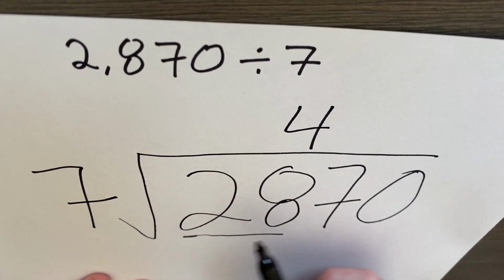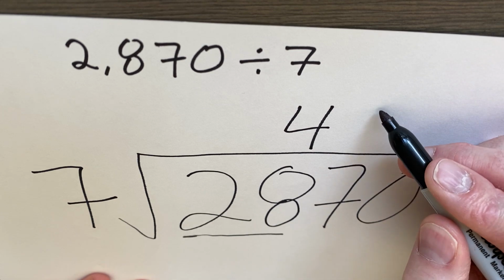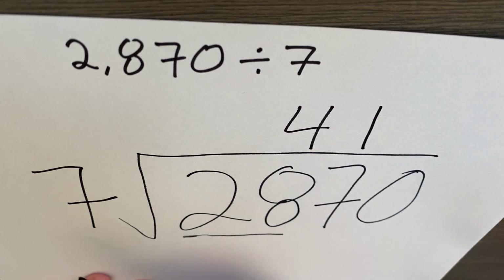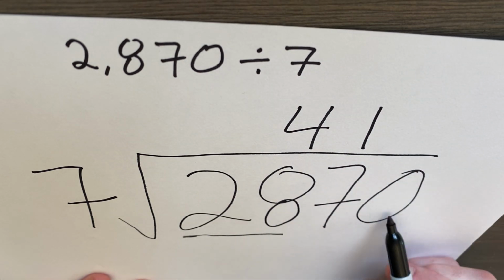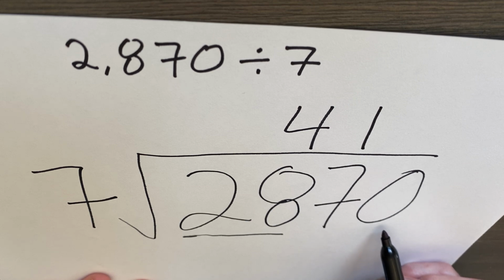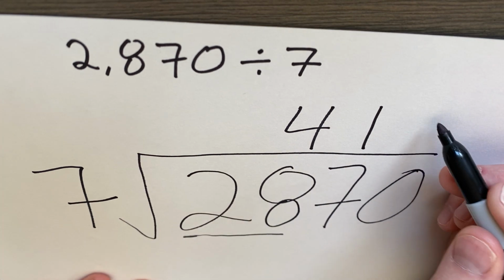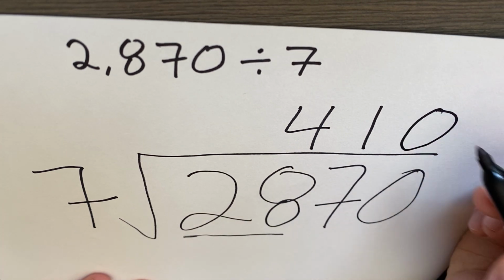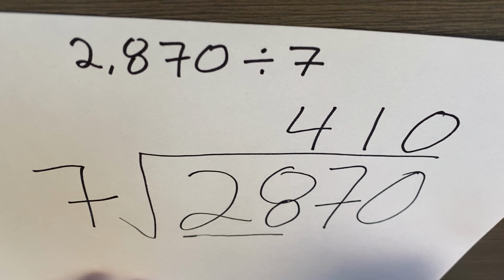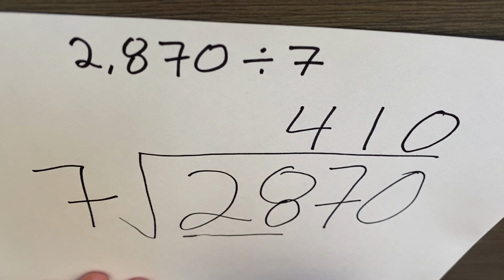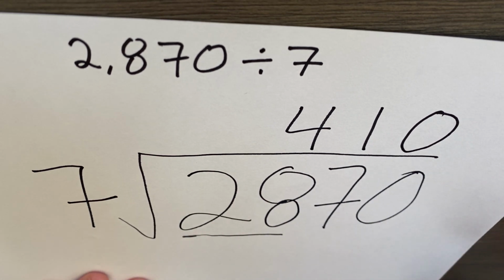Now, how many times does 7 go into the next digit, which is a 7? How many times does 7 go into 7? It goes in once, 1 time. And now, how many times does 7 go into the next digit, which is a 0? How many 7s fit into a 0? 0 of them do, right? 7 can't fit into 0. So the answer for that part would be 0. So what's 2,870 divided by 7? Well, we calculated that it's 410.